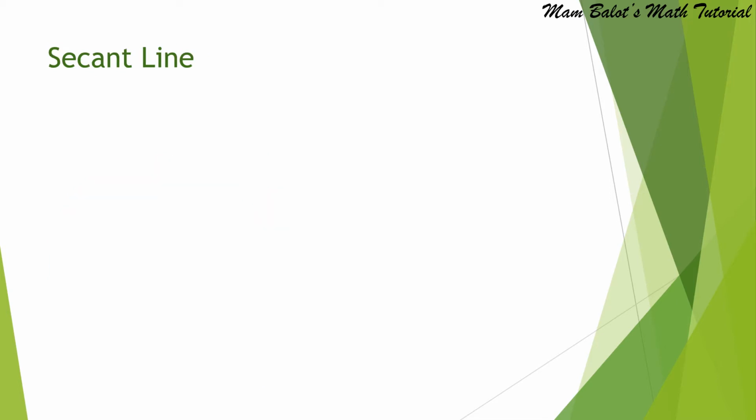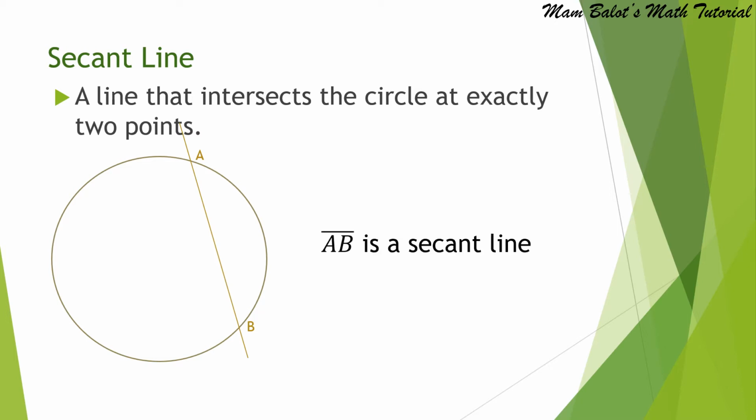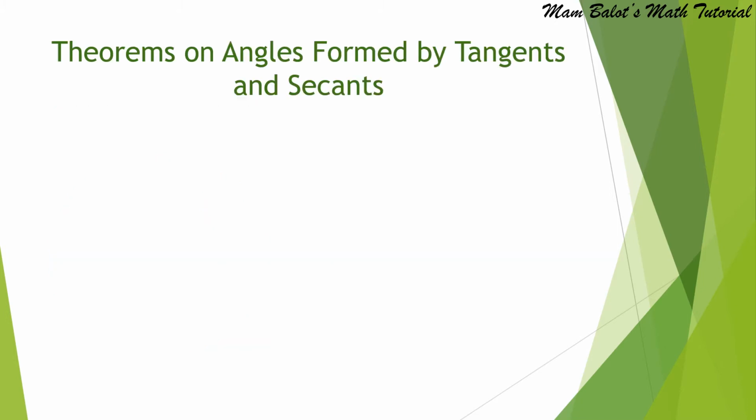What is a secant line? It is a line that intersects the circle at exactly 2 points. So if we have this circle and we have line AB intersecting points A and B on the circle, then line AB is what we call the secant line. Let us have the different theorems and angles formed by tangents and secants.